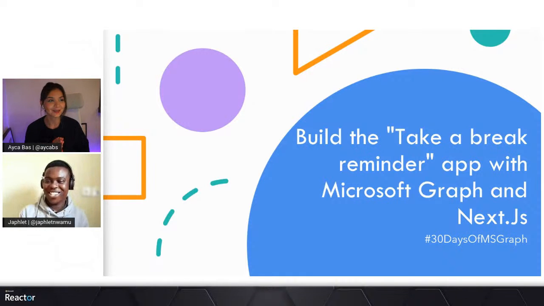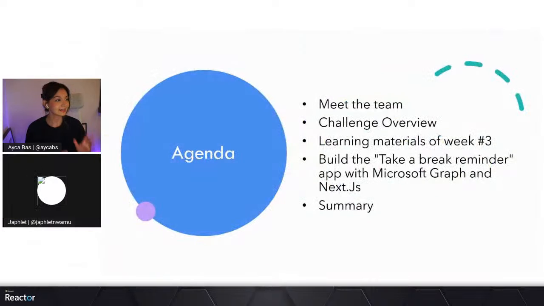As you all know, we're in week 3 and we're super excited to continue working in the 30 Days of Microsoft Graph Challenge. Obviously, we learned a lot on the way, but don't worry if you're just getting started. If you just heard about 30 Days of Microsoft Graph, the entire challenge is still available for you. In today's session, we will build a take a break reminder app with Microsoft Graph and Next.js. That means we will walk you through an end-to-end solution by using Microsoft Graph, and our experts will show us how to do that. Before we jump into it, let's take a look at the agenda.